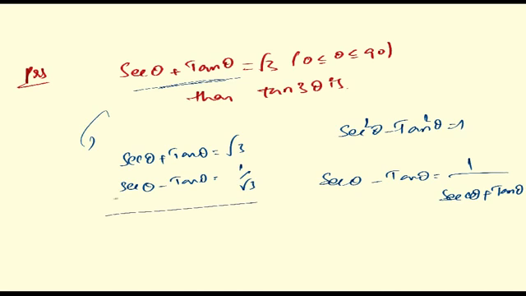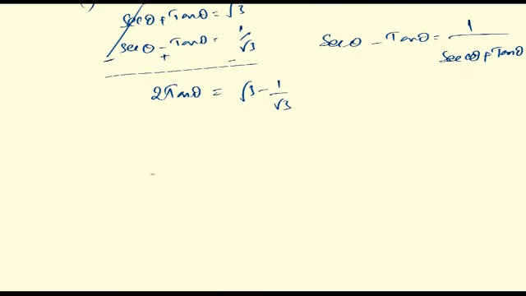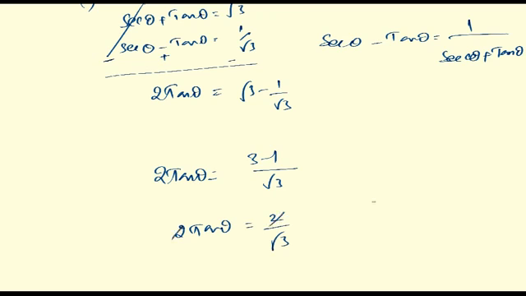So try to add them up. Otherwise you subtract. So what will happen? Secant theta minus secant theta will cancel. When you subtract, it changes. So it will become 2 tan theta is equal to root 3 minus 1 by root 3. So try to solve this equation friends. So what will happen, you see? 2 tan theta, you take the LCM, that is root 3. So root 3 into root 3 is 3, minus 1. So 2 tan theta will become 2 by root 3. So 2 will cancel. So this implies tan theta is nothing but 1 by root 3 friends. When the tan value is 1 by root 3, that is nothing but theta is equal to 30 degrees.